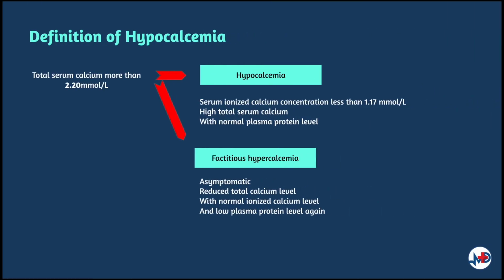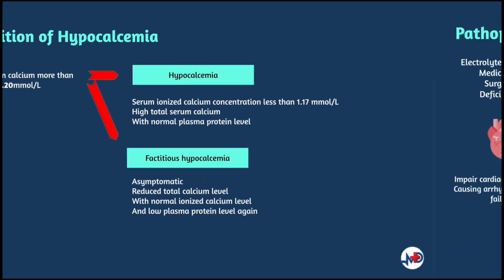Hypocalcemia, on the other hand, is defined as total serum calcium concentration less than 2.2 millimoles per liter in the presence of normal plasma protein concentrations, or as serum ionized calcium concentration less than 1.17 millimoles per liter. In contrast, factitious hypocalcemia is an asymptomatic decrease in total calcium levels with a normal ionized calcium level, occurring typically due to low serum protein levels.